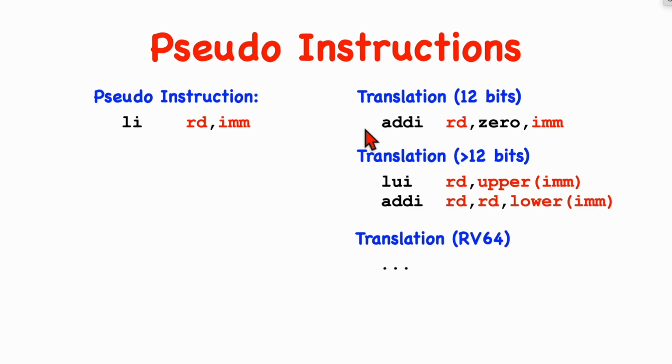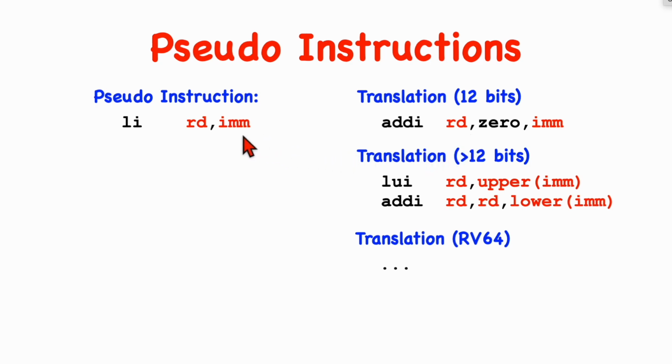The translation will depend on the actual value that appears right here. If it is a 12-bit signed number, that is, if it's a number between negative 2048 and positive 2047, then the assembler will translate the load immediate instruction using an add immediate instruction. Right, it's just added to 0.